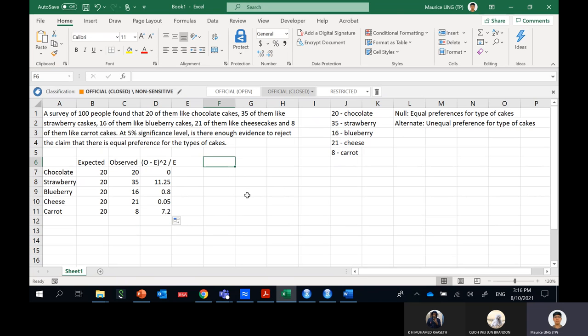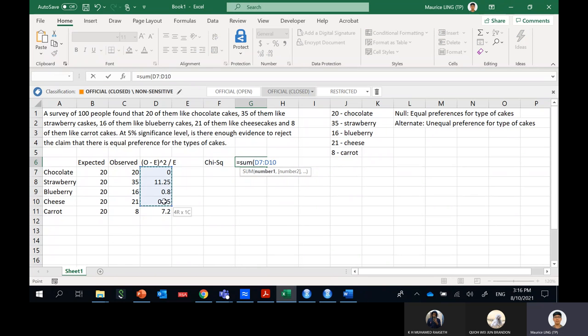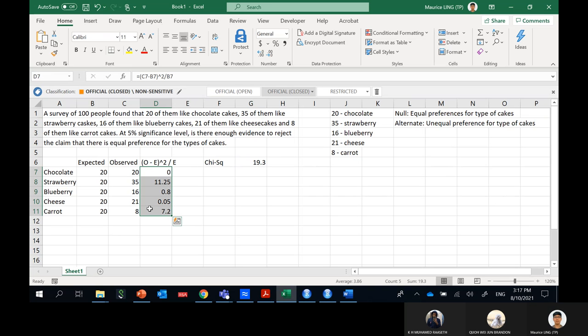Then your chi-square statistic is essentially the summation of all this. So you sum up together. The chi-square statistic is 19.3. And what is the degrees of freedom here? Four, right, 5 minus 1. Remember, for the chi-square test, your degrees of freedom is the number of categories minus one. Very important. The next thing you need is your critical value.